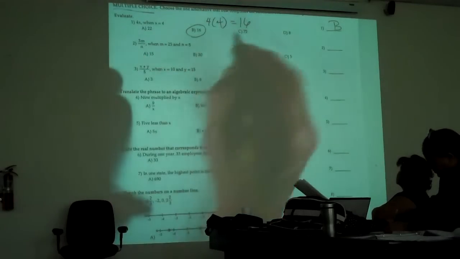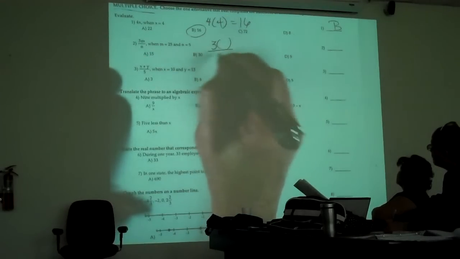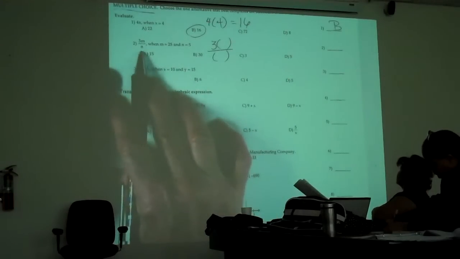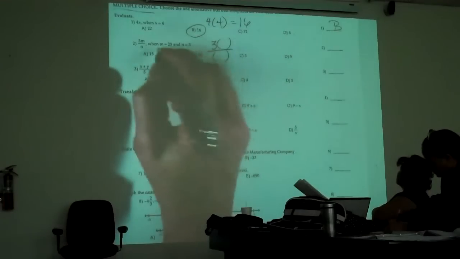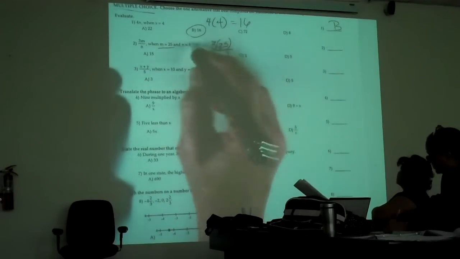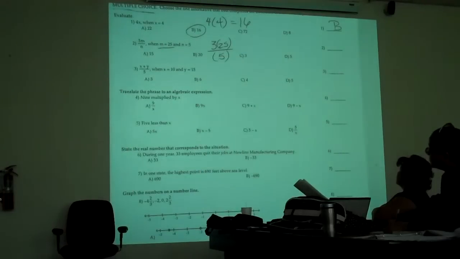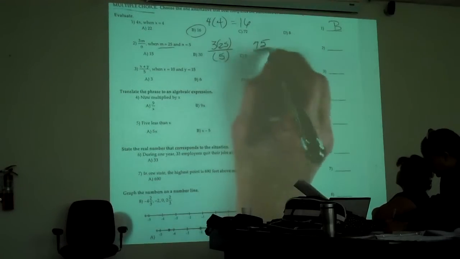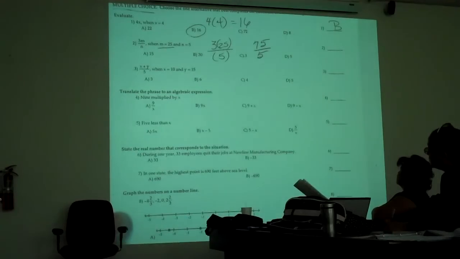This one, evaluate this when m is 25 and n is 5. So when m is 25, n is 5. So you have 3 times 25, which is 75. Divide that by 5.